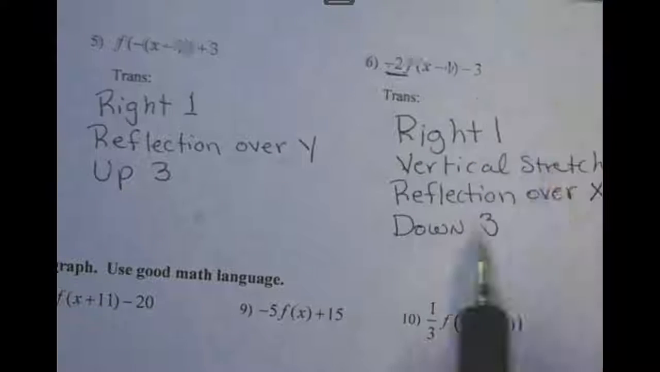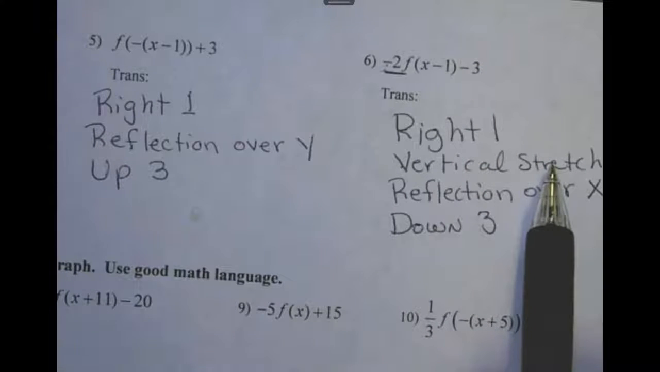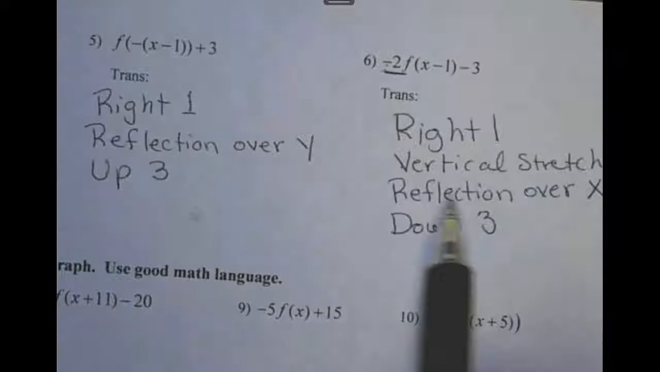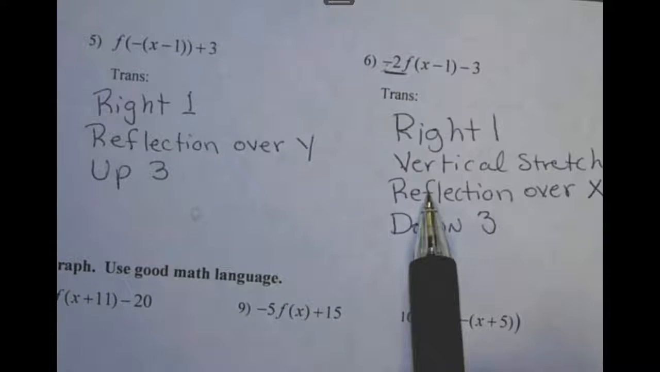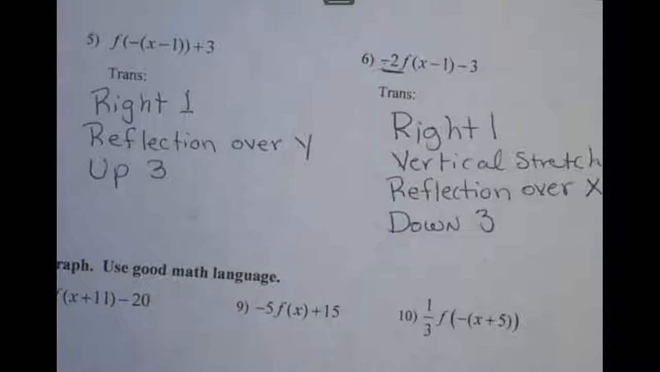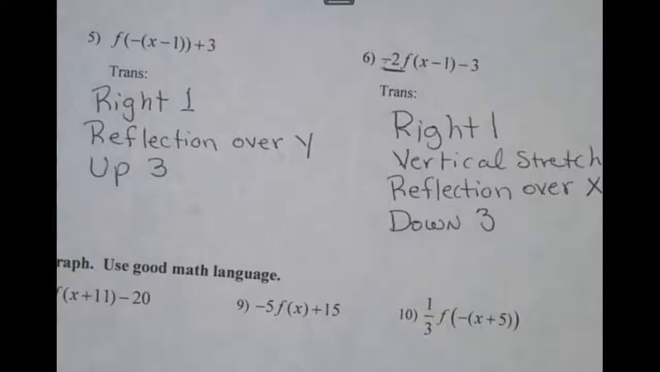The 2 is bigger than 1. That's what makes it a stretch. The negative out in front does not make a stretch or a shrink. It makes a reflection. So that's the one that confuses some people. At this time, would you please complete problems 7 through 10?